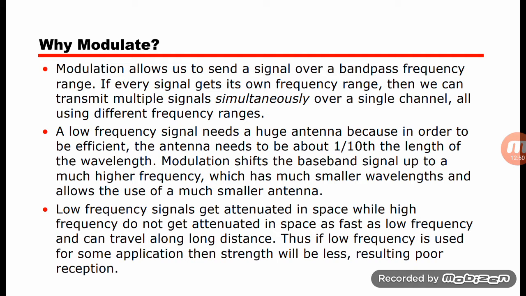So that's why I have to have my signal of a much higher frequency, so that when f is high, lambda is low, and the size of the antenna is also low, right? Is that clear? Okay. This is the second reason that we need to modulate. So what we do, we modulate to a higher frequency so that wavelength becomes low and we need to use a smaller antenna. Third reason, low frequency signals get attenuated.